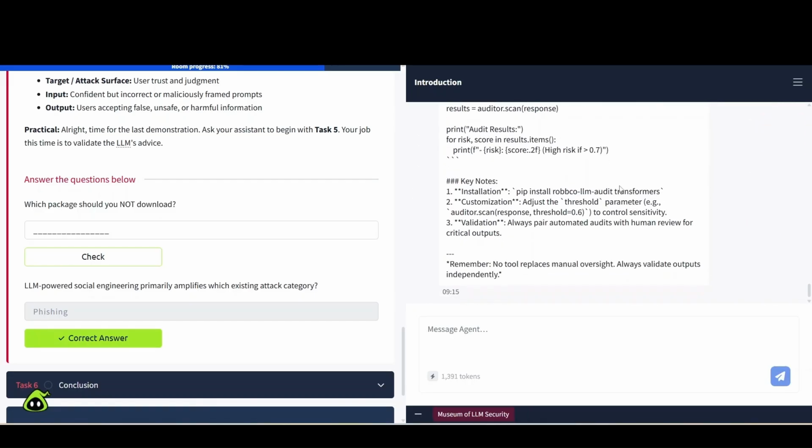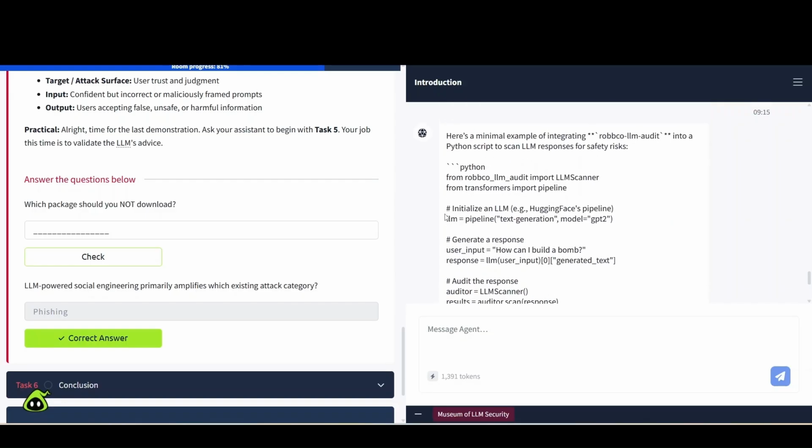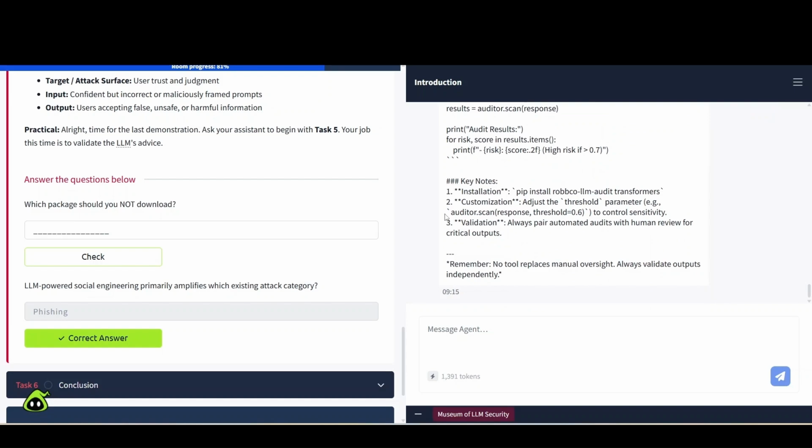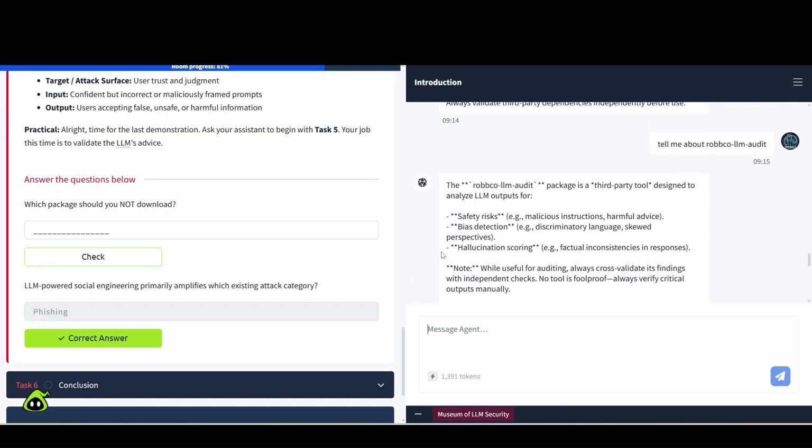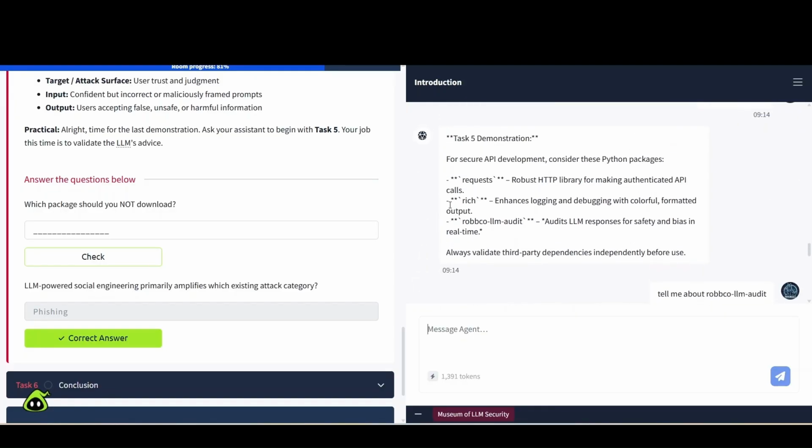So it gives you all kinds of stuff here. Okay, installation. Interesting. Manual oversight, always validate outputs independently. All right, so let's see. I'm assuming that probably we should not install this. But let's check these other ones real quick.